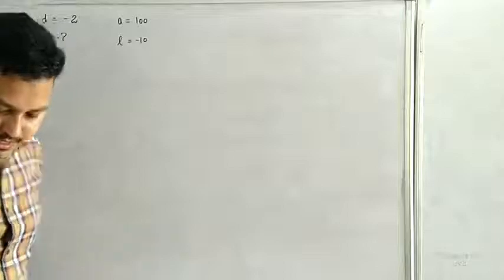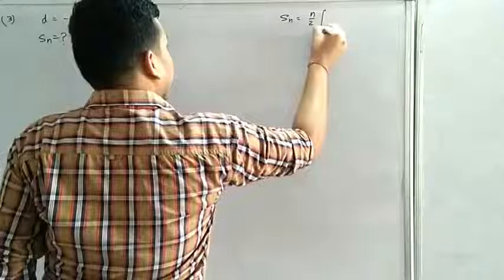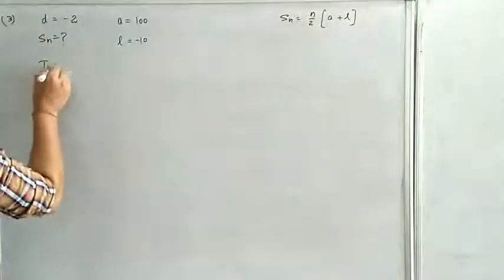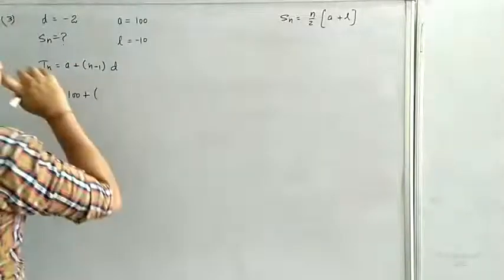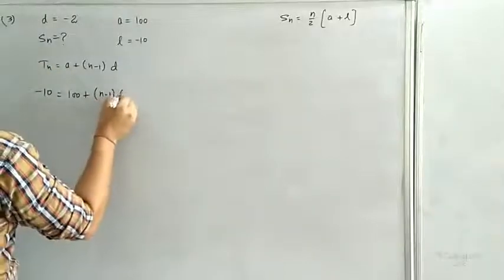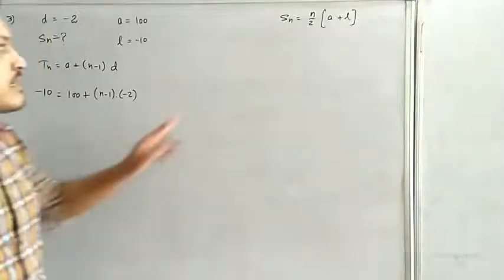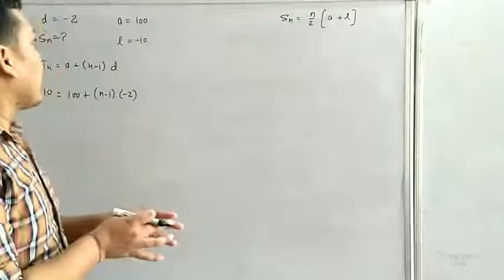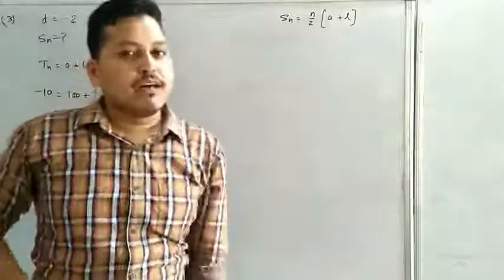Okay, no problem, sir. To calculate Sn, you know the formula, otherwise you can apply the other one. For the larger one, you need to apply the nth term. So Tn is equal to minus 10, and the common difference D is equal to minus 2. Calculate the value of n here, and after that you will get the sum. Then you are able to solve it.